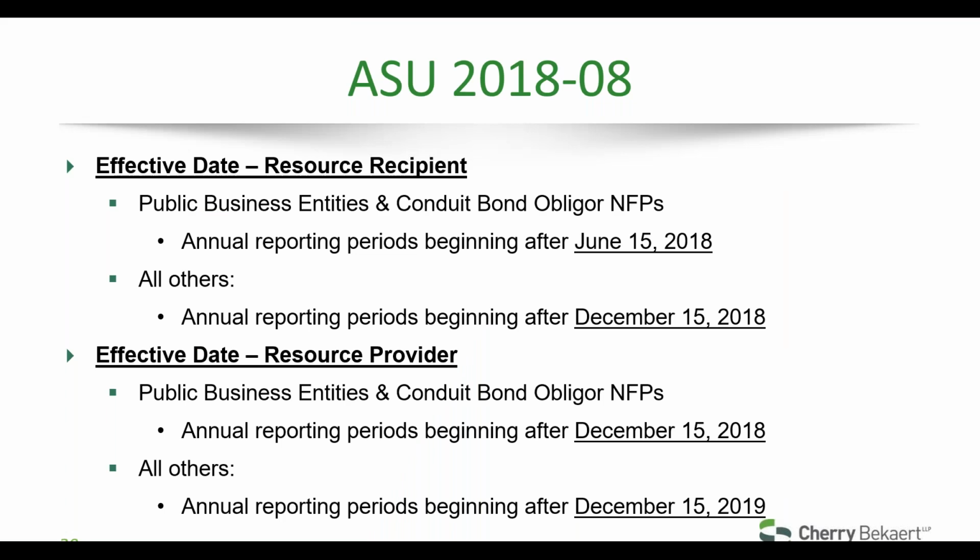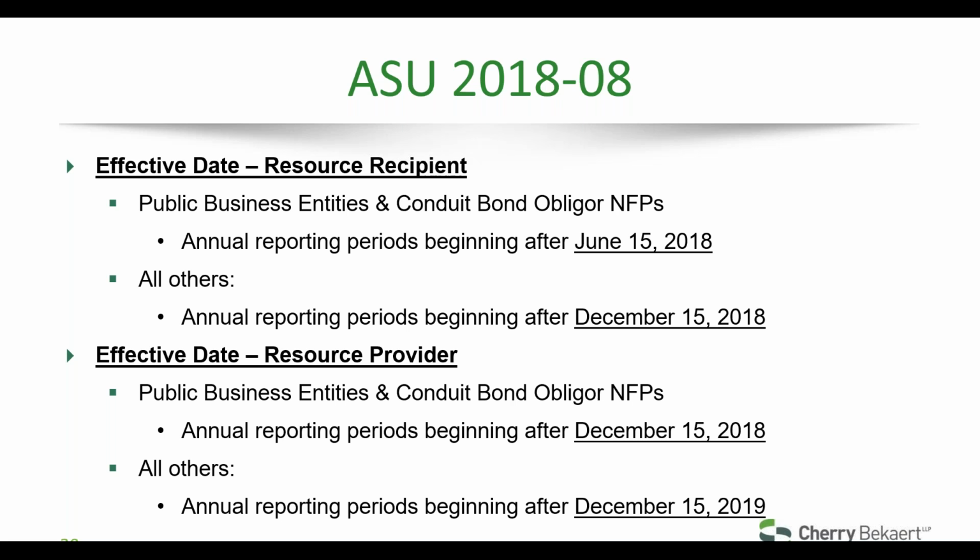All right, so ASU 2018-08, one of the things the standard does is it has different effective dates for a resource recipient versus a resource provider. So if you are receiving the grant or contribution, and you don't make contributions to other organizations, you follow the resource recipient one. And so basically, if you are a public not-for-profit, that means ASU 2018-08 became effective for you if you are June 30 or July 1st of 2018, which means it's effective now.